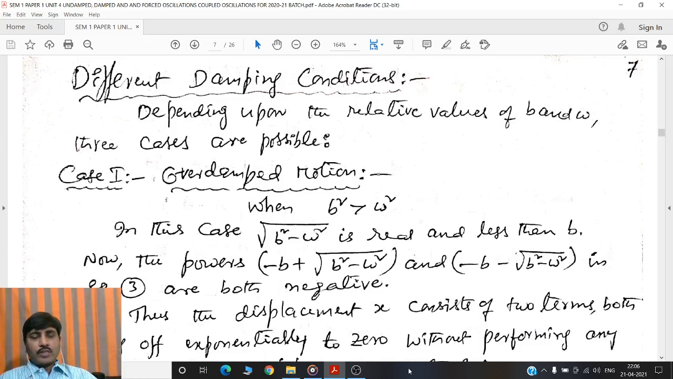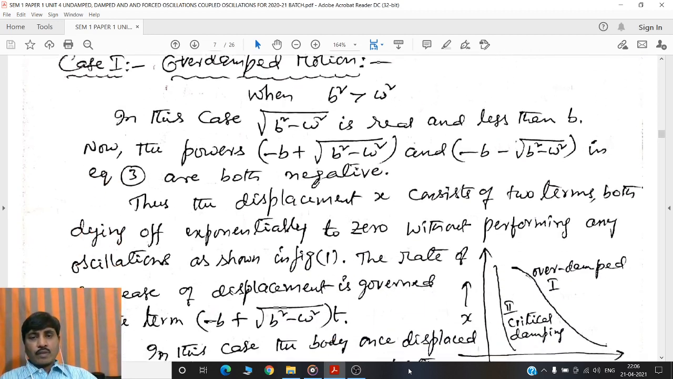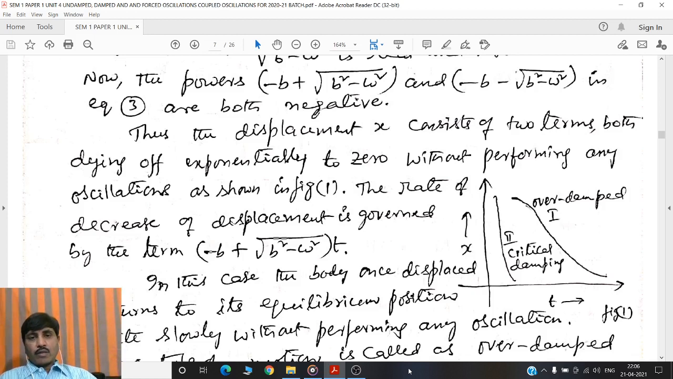Different damping conditions. Depending upon the relative values of b and omega, there are three cases: over damping, critical damping, and under damping. Case 1, over damped motion, when b square is greater than omega square. In this case, the square root of b square minus omega square is real and less than b. Now, the powers in equation 3, minus b plus square root of b square minus omega square and minus b minus square root of b square minus omega square, are both negative.